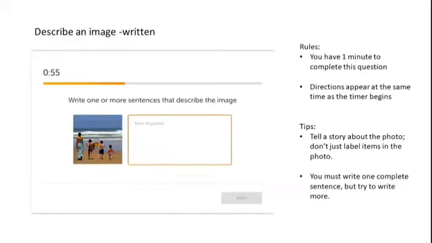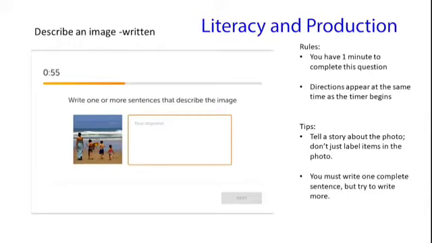The written form of describe an image tests your literacy and production. And the rule for this one is that you have 1 minute to complete this question. You will see the question and the image at the same time that the timer starts, so there's no prep time for this one. But you are only required to write 1 complete sentence. But it's a good idea to try to write more. Just make sure you leave time to go back and check your answer.